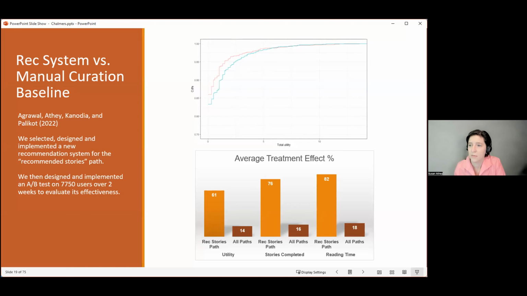Devdat? Hi, I was just wondering, Susan, when you do your collaborative filtering model and you get the latent variables, are those interpretable, or are they just something that pops out from factorizing the matrix? Yeah, so we didn't find them interpretable.